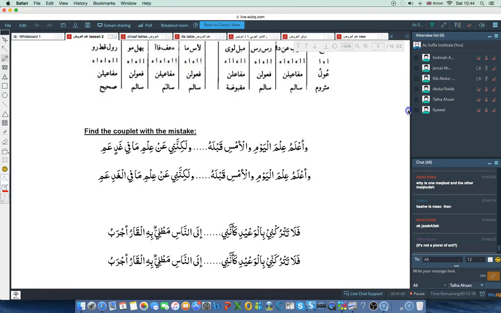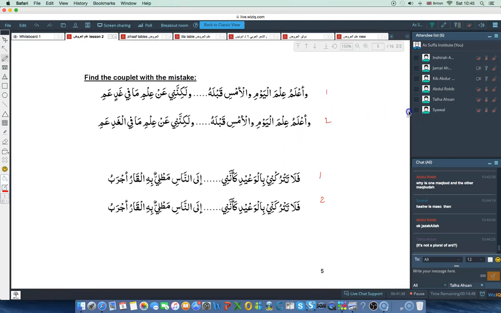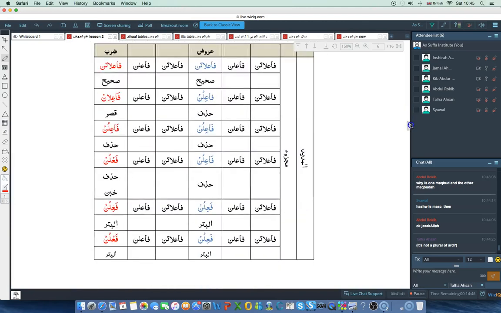I want you to try this for yourselves in your own time in the week. I've given you a little exercise here. I've written 2 poems. One of them is correct and the other one is faulty. You have to go through them and find out which one's correct and which one's faulty, which one's according to the rule and which one breaks the rule. You can practice that inshallah for next lesson. Okay, let's move on to the next then.